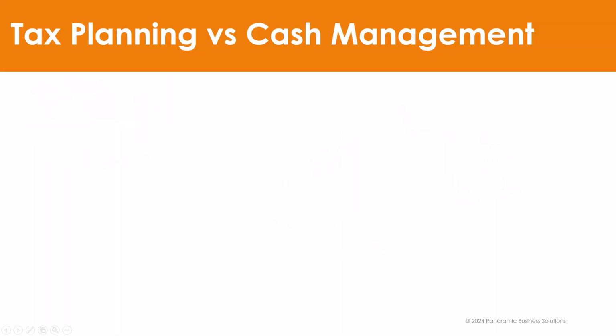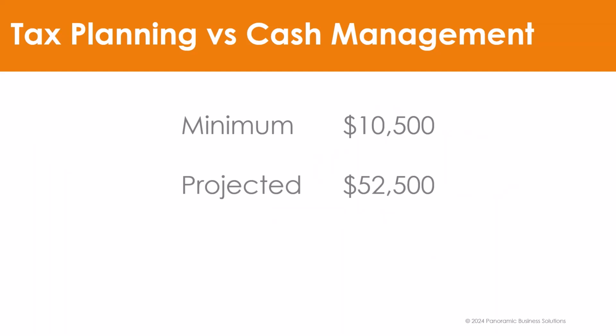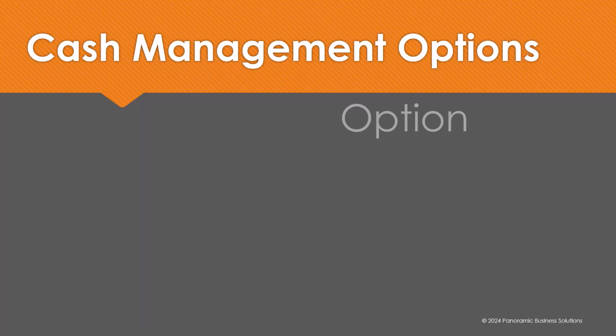So now that you know how much tax you'll owe, it's time to consider when to actually pay the tax. So we know that the minimum amount is $10,500. The projected amount that we're going to owe is $52,500. And so when do we actually need to pay the money? So you actually have at least 2 options.